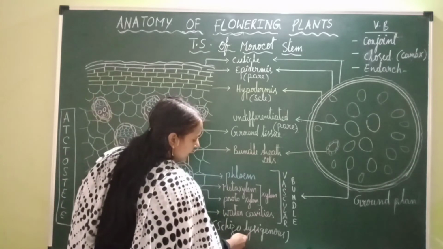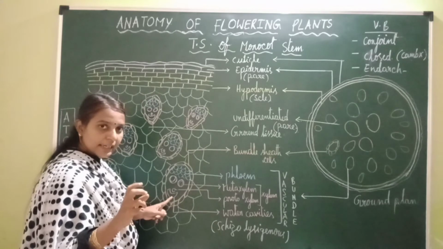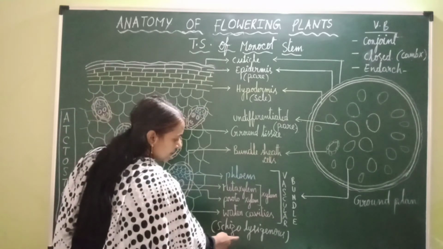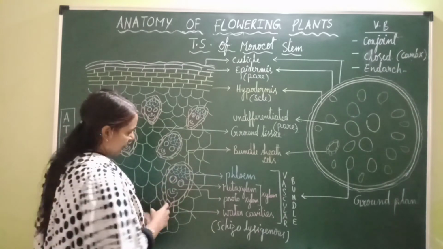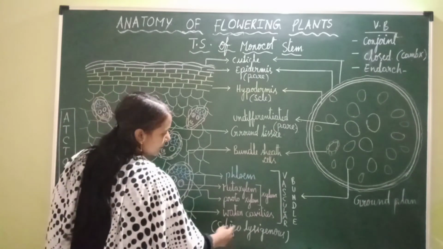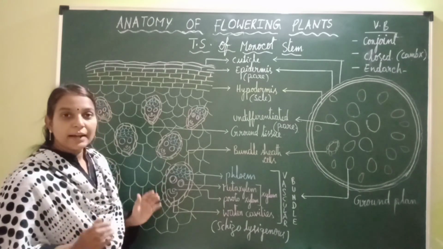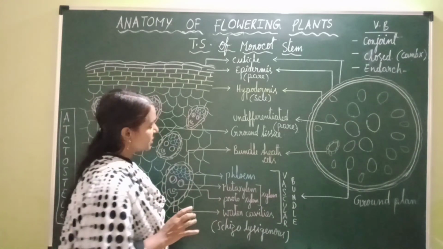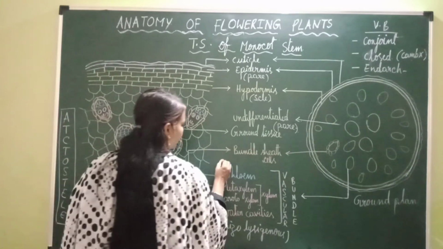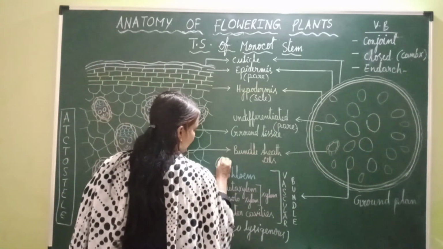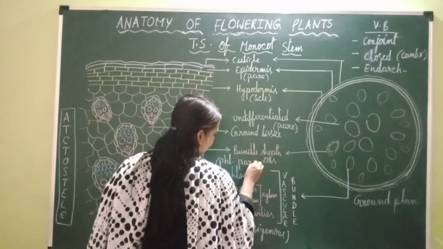Lysigenous, because these cavities are formed by the lysis of some of the primary xylem elements. Schizo, because after lysis they are fused to form cavities. Hence they are called schizolysigenous cavities. These cavities are involved in storage of water. And one more important thing in monocot stem is that in the phloem, phloem parenchyma is completely absent.